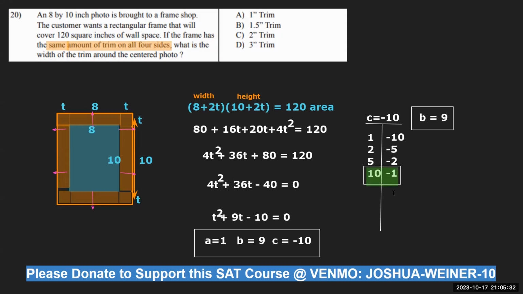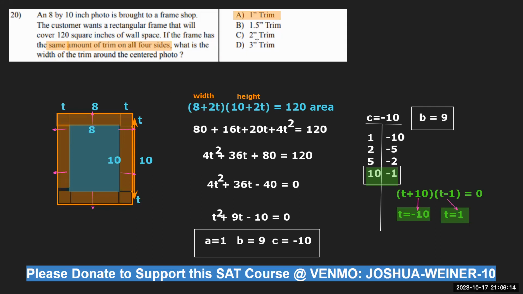Writing that in factor form, we have t plus 10 times t minus 1 equals 0. For our two solutions, t equals minus 10 or t equals 1. The minus 10 is extraneous, like what do they call them? Lars and penates in Latin, that extra root that doesn't exist because you can't have a negative distance. But t equals 1 is a legit solution. We want the trim to be exactly positive 1.